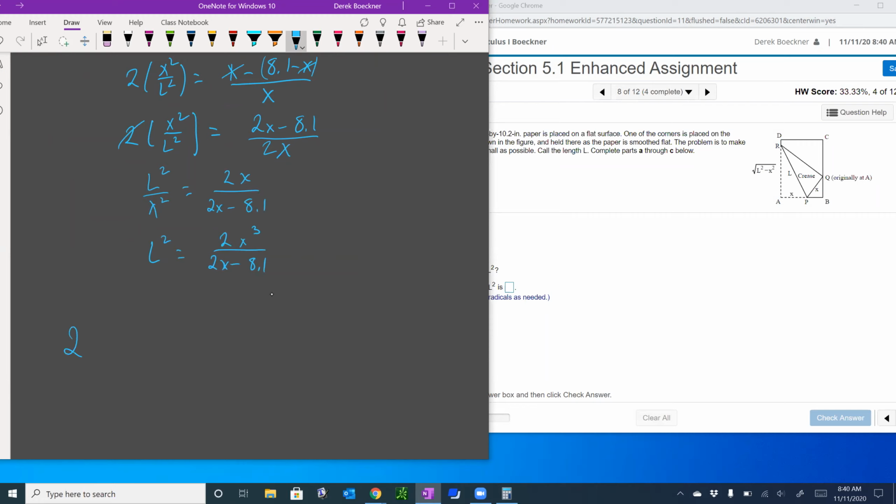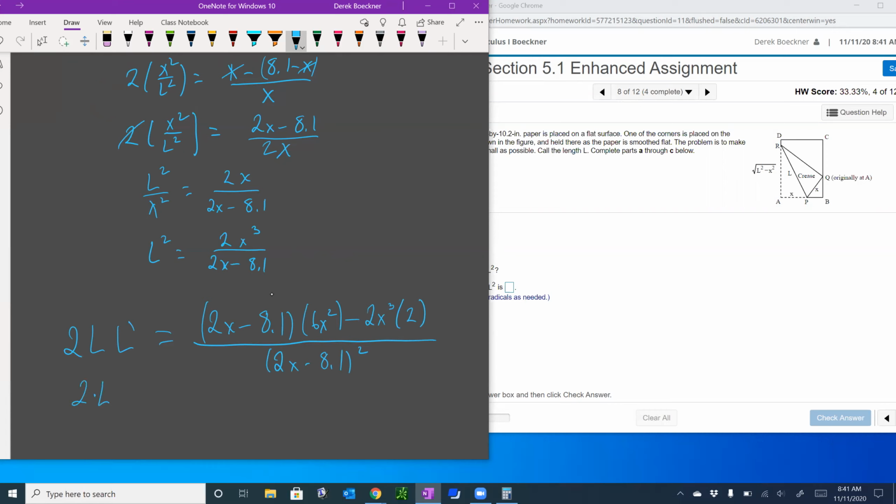So 2L L prime is equal to, here I got to use a quotient rule, 2x minus 8.1 times 6x squared minus 2x cubed times 2 over 2x minus 8.1 squared. I want to set the derivative equal to 0.